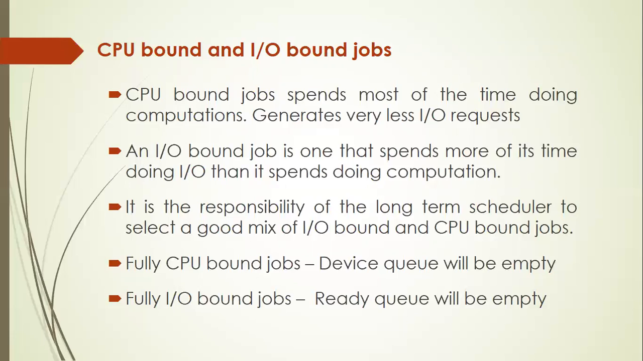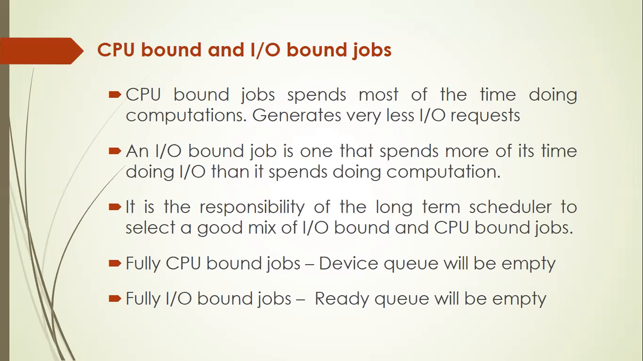If you have a mixture of both in the ready queue, some jobs which are CPU bound and some which are IO bound, then your CPU will get some work, and your IO device also will get some work. Means you are utilizing both the CPU as well as the input output device in the best possible way. So you will have better utilization of both.